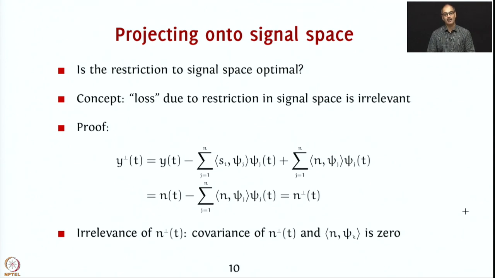The part of N of t that is not along psi 1, psi 2 and psi n is actually irrelevant. It has no bearing on your optimal decision to decide which s_i was sent. This concept is also known as the theorem of irrelevance, irrelevance statistics and so on. And it's not very difficult to see.